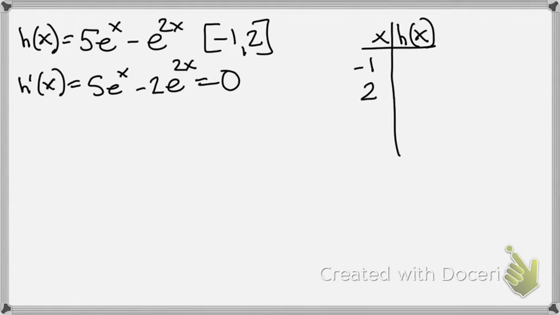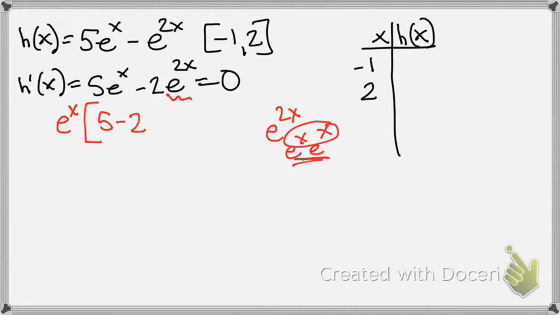You might not recognize it, but you can factor that. E to the 2x is really e to the x times another e to the x, because when the bases are the same, you add, and x plus x is 2x. So this is really an e to the x times another e to the x. So when I factor, I can take an e to the x out of both of them. And what's left over is 5 minus 2e to the x.